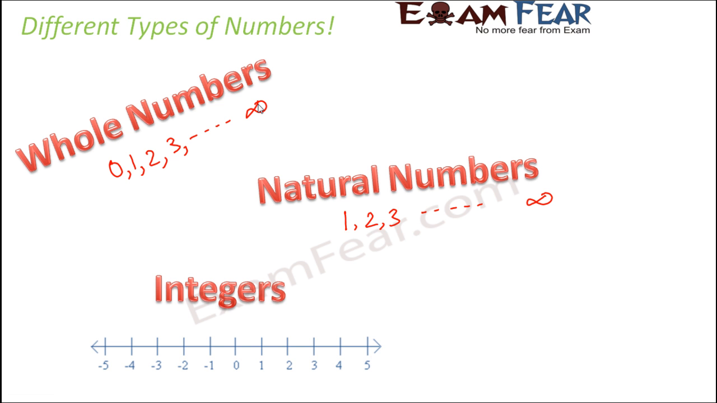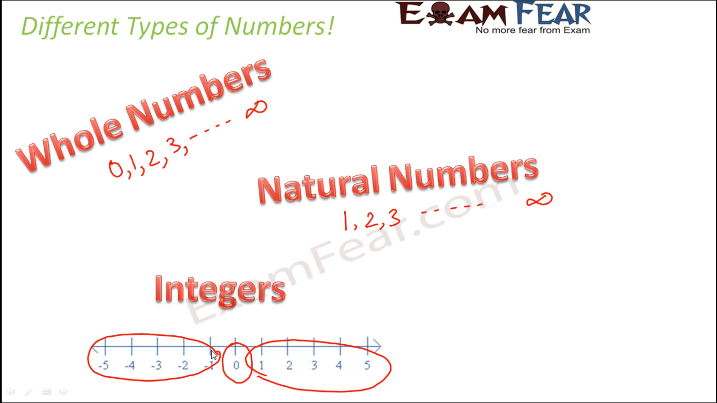Then we have something called integers. What are integers? These are nothing but the whole numbers plus the negative numbers. If you look at the integers, they include all the positive numbers, that is, all the natural numbers, they include the 0, and they include all the negative numbers as well. So altogether they are integers.